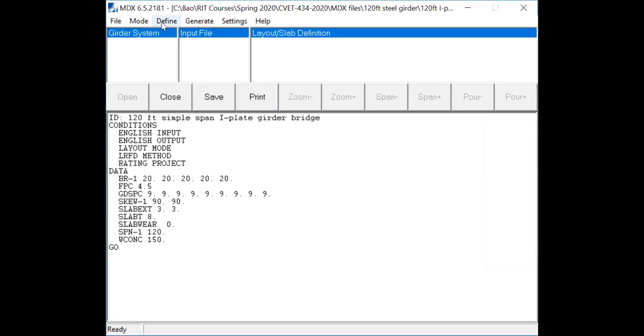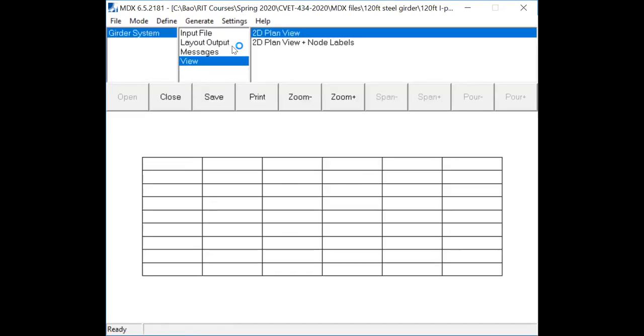After you define the layout, you can go to generate. Go to generate, and generate girder system layout. Use this option. After you generate the girder layout, you can see the framing of the girders, like girder spacing and cross frame locations, based on that.